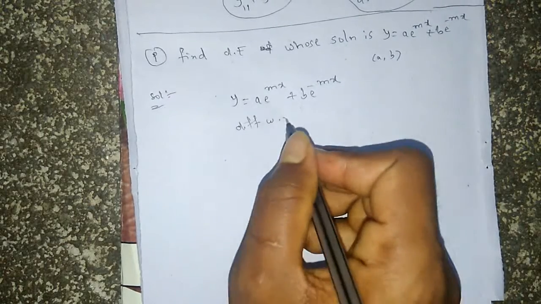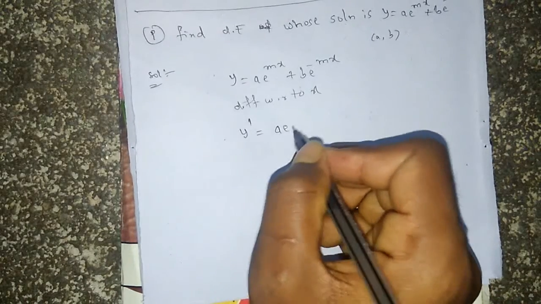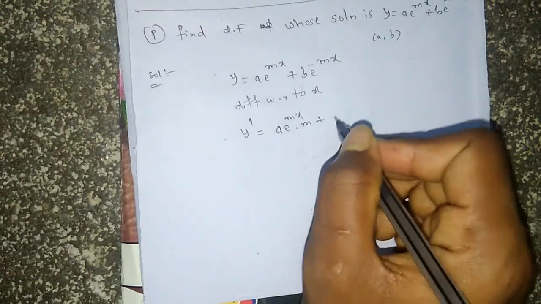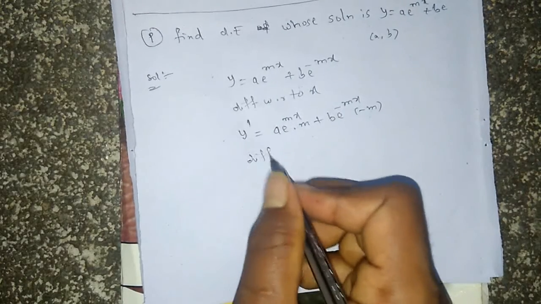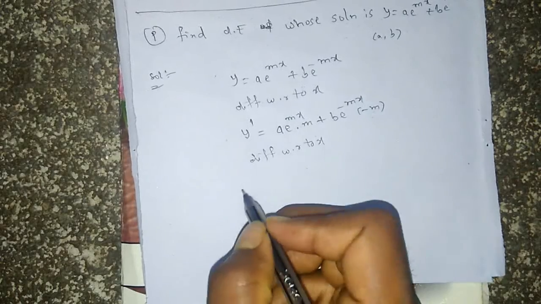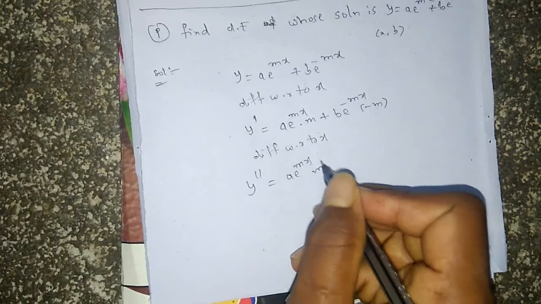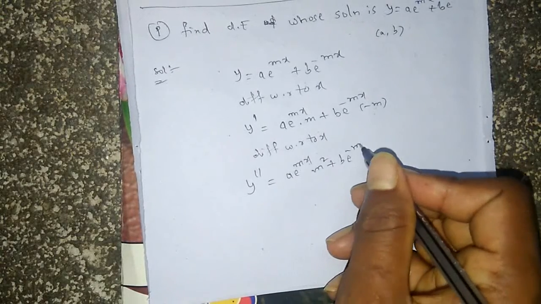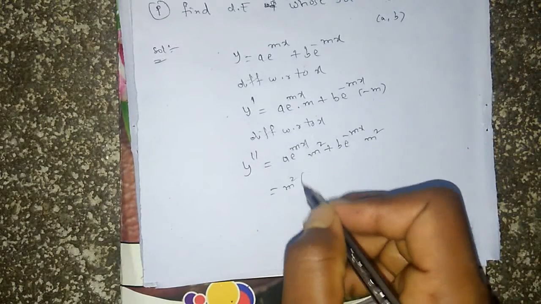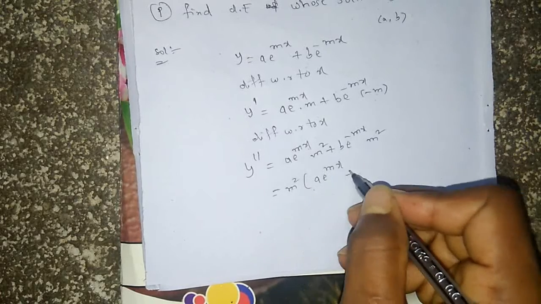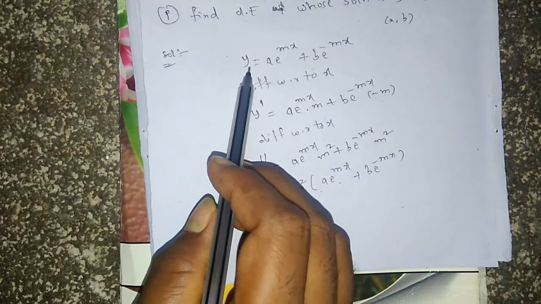Differentiate with respect to x on both sides. Y dash is equal to a into e power mx into m plus b into e power minus mx into minus m. Now differentiate again with respect to x. The derivative of y dash is y double dash, equal to a into e power mx into m square, plus b into e power minus mx into minus m into minus m, that is again m square. So take m square common, that is a into e power mx plus b into e power minus mx. This is again the same as y.